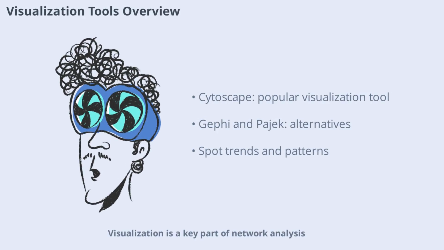Visualization is a key part of network analysis, helping researchers see patterns and relationships at a glance. Several software tools are available for this purpose. Cytoscape is one of the most popular, offering powerful features for visualizing and analyzing complex networks. Gephi and Pajek are also widely used, each with unique strengths. Good visualization makes it easier to communicate findings and spot trends that might otherwise go unnoticed.